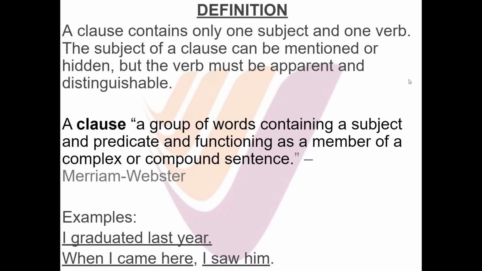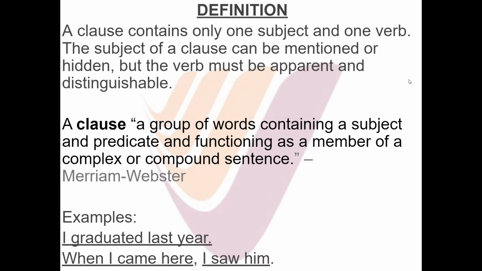So today what we are going to discuss are clauses. What are clauses? A clause contains only one subject and one verb. Simple. They contain only one subject, one verb. And the subject of a clause can be mentioned or hidden, but the verb must be apparent and distinguishable.